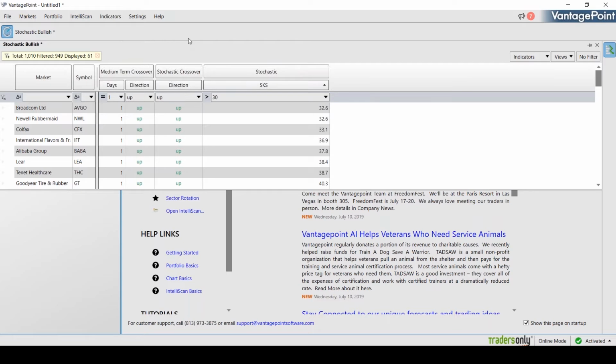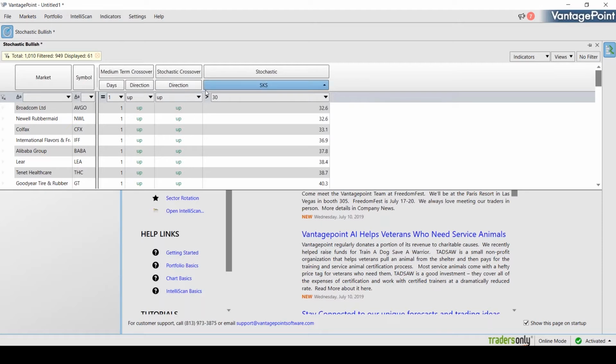What are we trying to identify here, guys? We're looking for a bullish opportunity. So we've got the medium-term crossover in here. Notice that we've got this filtered down to just 1 day. These are fresh medium-term crossovers that just occurred as of the last update. We've got our direction pointed up. Right along to the right, that stochastic crossover. We want to see that the momentum is headed in what direction? That's right, up. And so that's why we have that here as well.